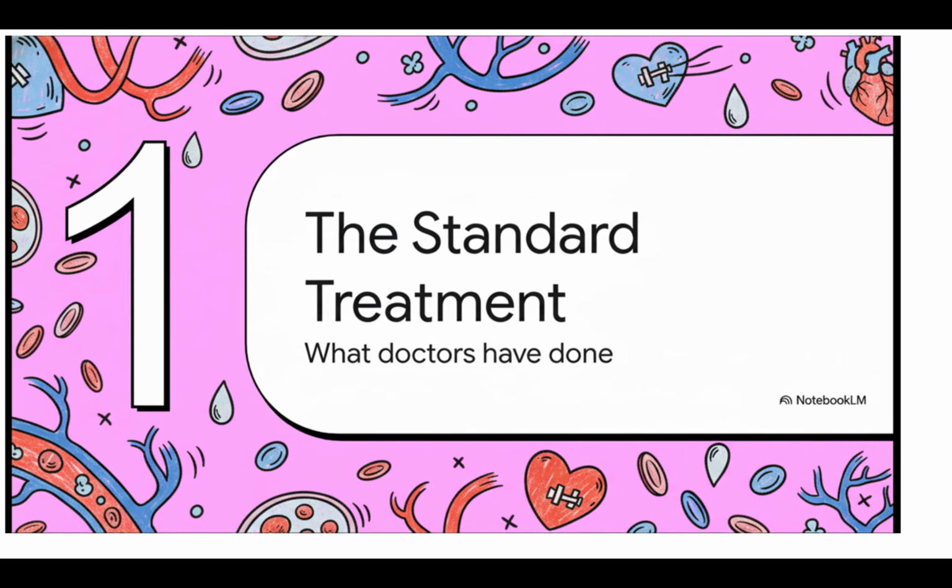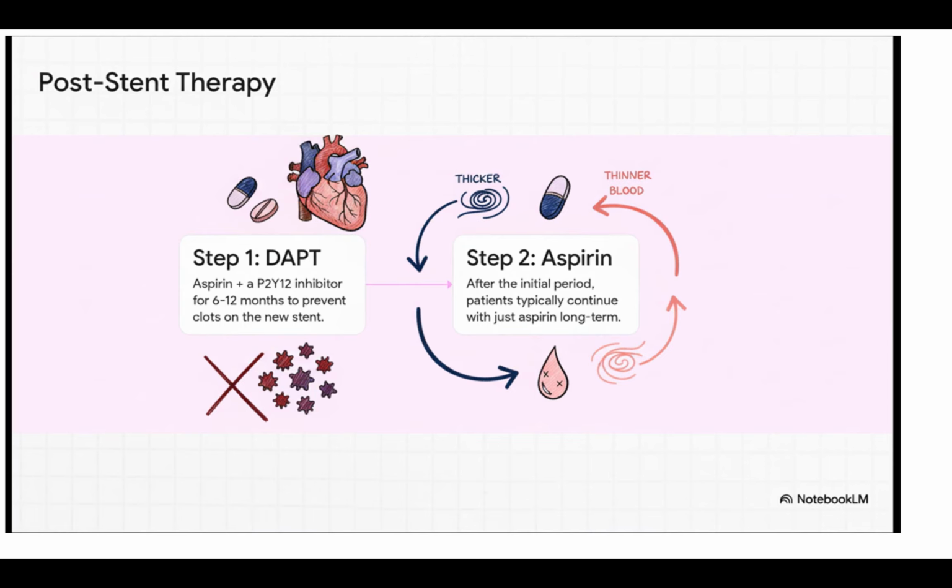So for years, the game plan after getting a stent was pretty straightforward, kind of standardized. Let's take a quick look at what that traditional treatment looked like. It was basically a two-step deal. First, for about 6 to 12 months, you'd be on something called dual antiplatelet therapy, or DAPT. Think of it as a powerful 1-2 punch.